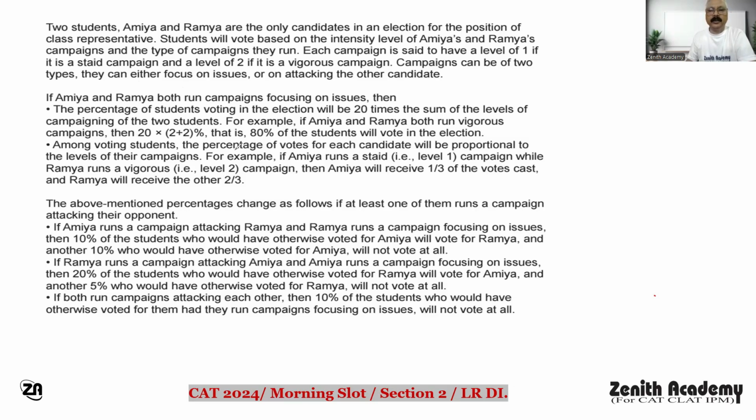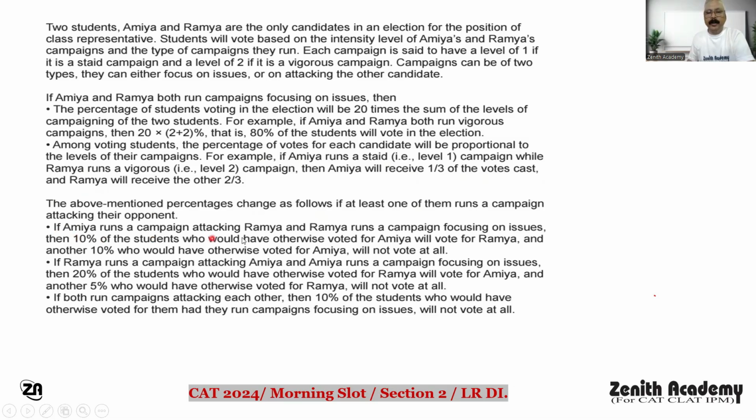Among voting students, the percentage of votes for each candidate will be proportional to the level of their campaign. For example, if Amya runs a stale level 1 campaign, while Ramya runs a vigorous level 2 campaign, then Amya will receive 1/3 of the votes cast and Ramya will receive the other 2/3. Correct. And the above mentioned percentages change as follows if at least one of them runs a campaign attacking their opponent.